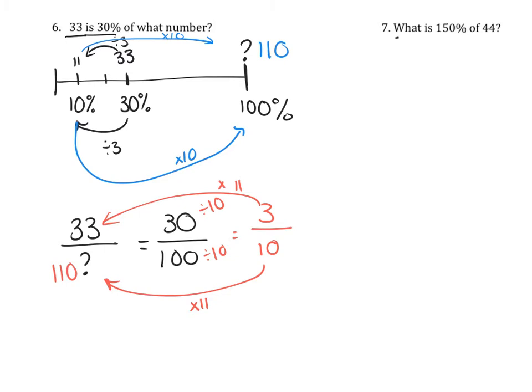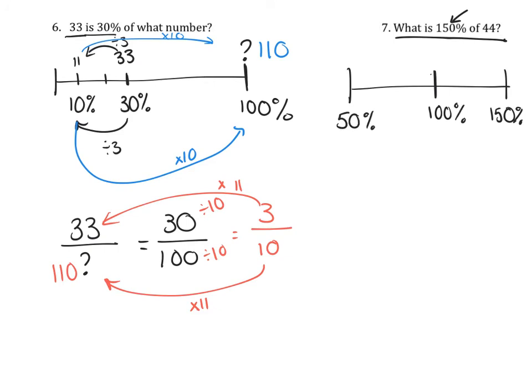So what is 150% of 44? Well, this is over 100%. So I know my answer has to be greater than 44. So I'm going to actually do, once again, a double number line. But I'm going to put my 100% right here. We're going to say this is 150%. And then we're going to bring this down to 50%.